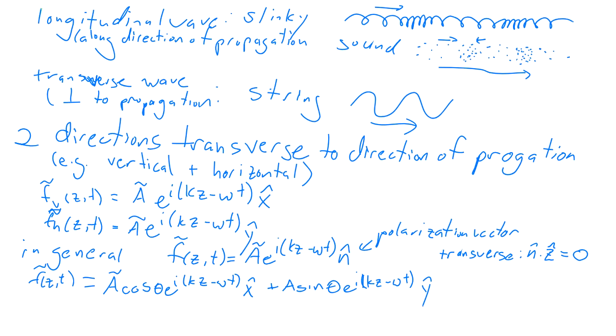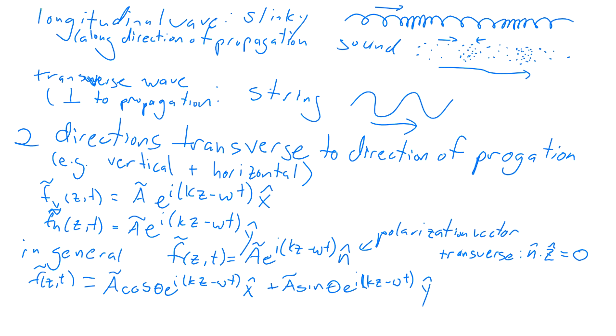By using this cosine and sine, that keeps it so that my n hat, the polarization vector, is cosine of theta x hat plus sine of theta y hat. And that makes it so it's always a unit vector. Why? Because if you take the magnitude, you'll get the square root of cosine squared of theta plus sine squared of theta, which is equal to the square root of one. So a magnitude of one.